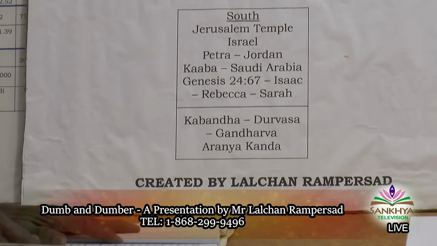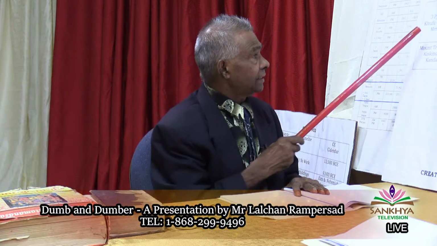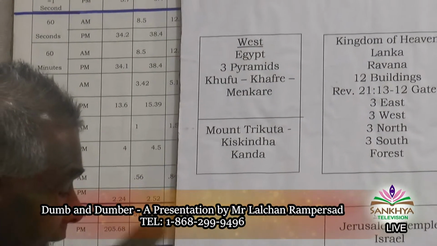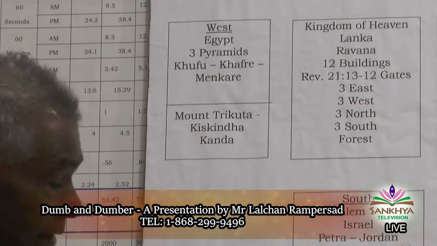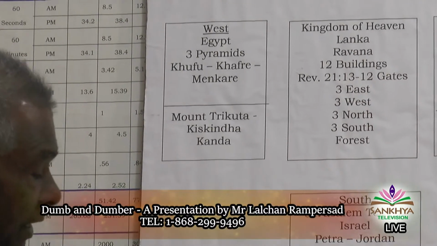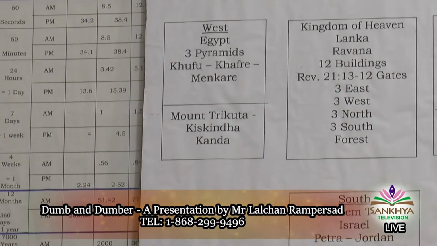Now chapter 4 is Sundara Kanda. Sundara Kanda is here, west, where they construct the 3 pyramids. This chapter is same as Ezra and Nehemiah of Bible. 3 buildings constructed in 11,000 years.